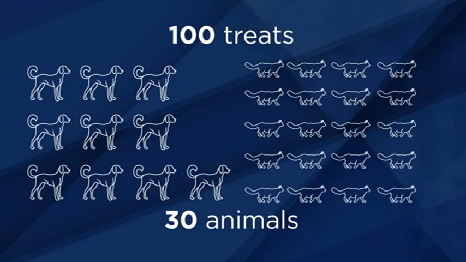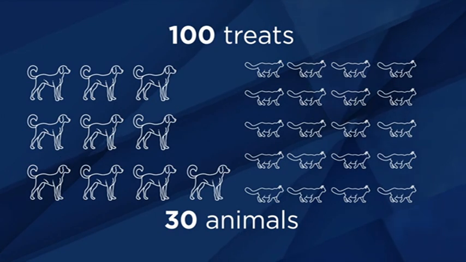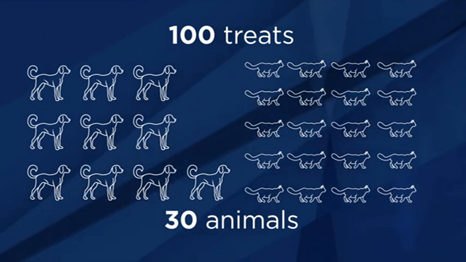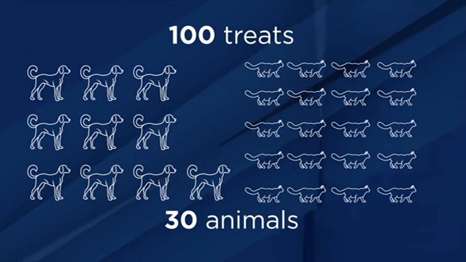So we have a group of 30 dogs and cats and 100 treats to divide among them. Cats get 3 treats and dogs get 4 treats. We need to work out how many dogs and how many cats there are without writing down any equations.